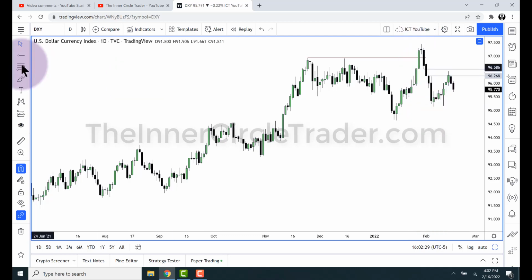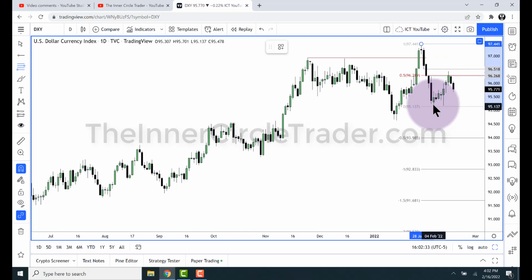This level here, let's see, did we enter a premium? It met the minimum criteria. 50 levels here, that's equilibrium, we went above it. And then look what we have, displacement. All right, so let's take this off.